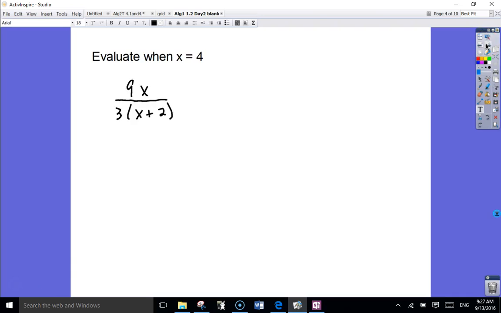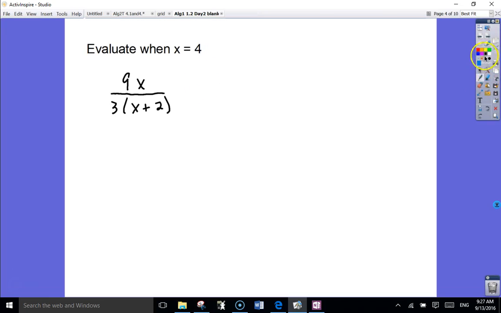So evaluate. Again, what does it mean when we say evaluate? Plug in that value for x. Okay. So what is that going to look like? That's going to look like 9 times 4 divided by 3 times 4 plus 2. So evaluate, again, plug in. Okay, now we have to simplify.